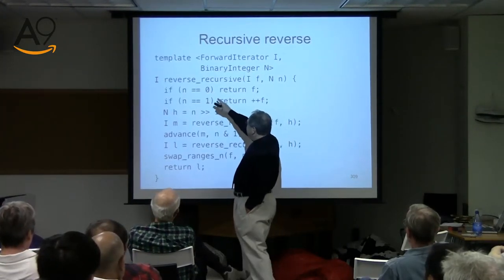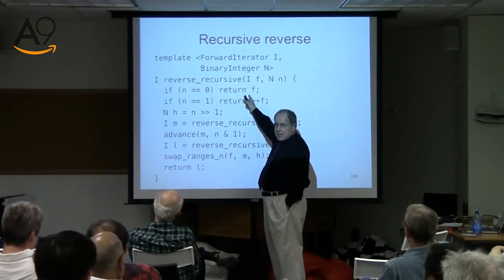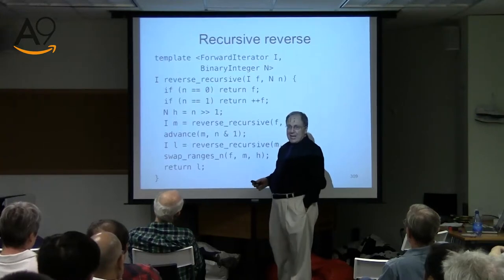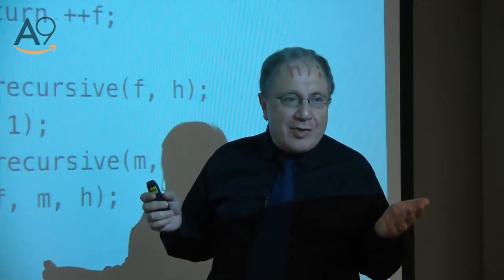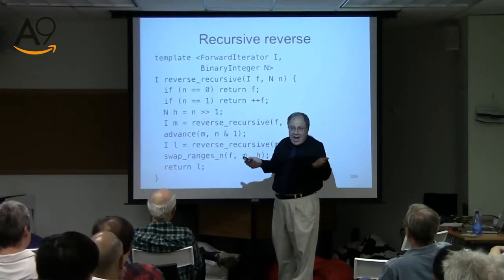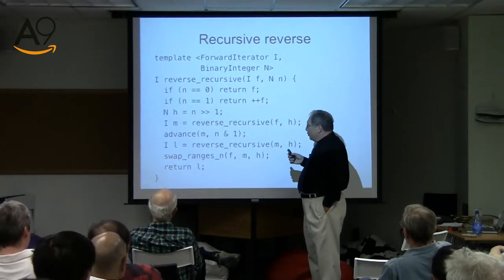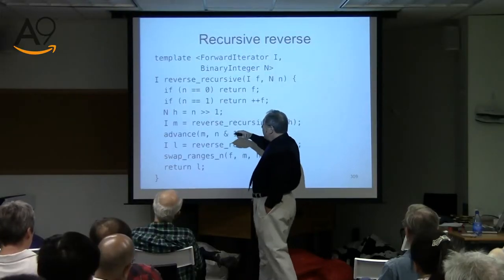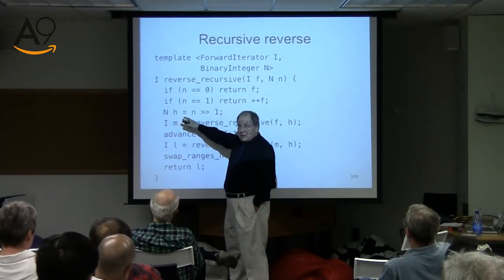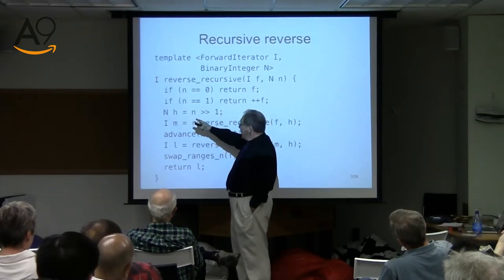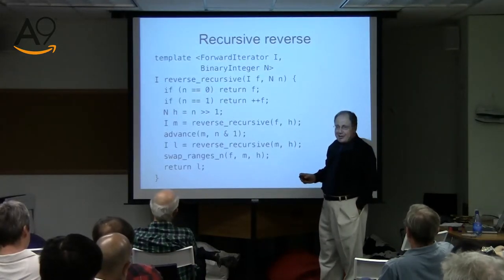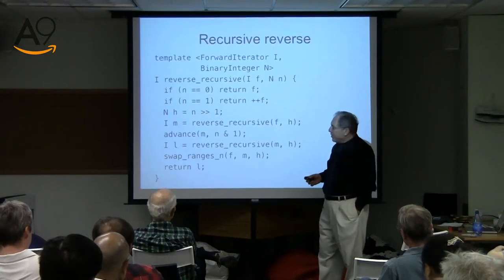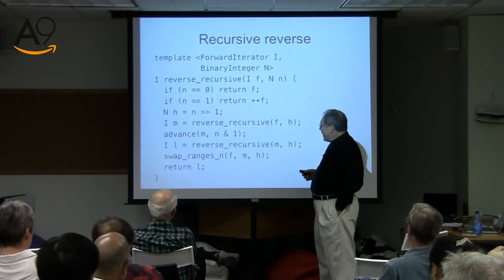So if n is 0, we return f. If n is 1, we return f plus 1. Right? And we don't need to do anything. We're done. One element ranges are reversed by nature. Now, let us assume that it's bigger. Then we could get half. h stands for half. And we do it by shifting. We want to be real C programmers. We don't want to do quotient. Right? It's faster, so why not? So we get half of n, and that's fast.